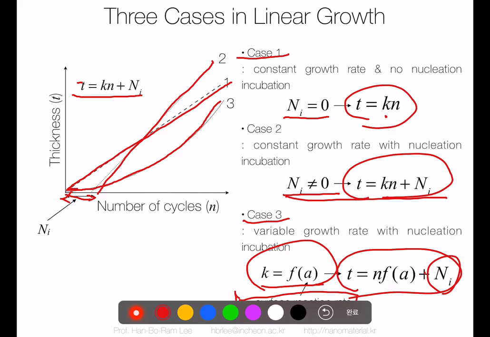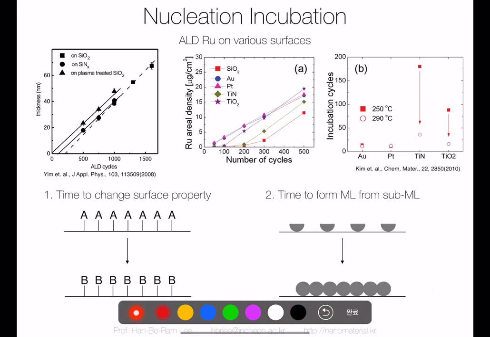So slow growth rate, and then large growth rate. I will explain the reason for that. Let me explain the nucleation delay first.